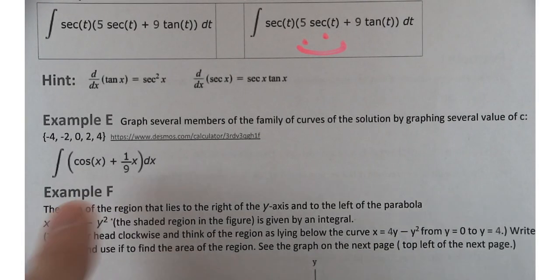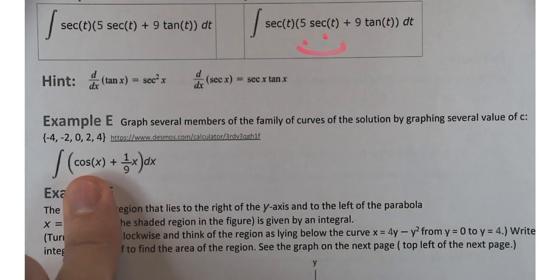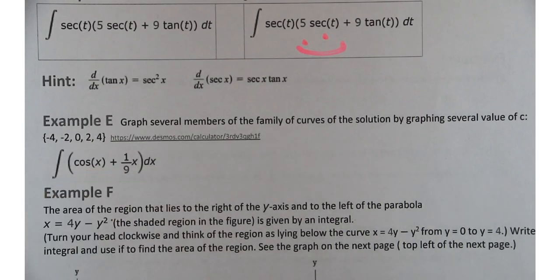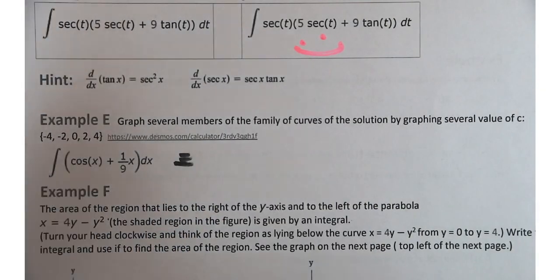It says graph several members of the family of curves for different values of c. So let's first of all find the antiderivative of this. And you have to think a little bit to find that one. So I'll give you a second. See if you can find the antiderivative of that.